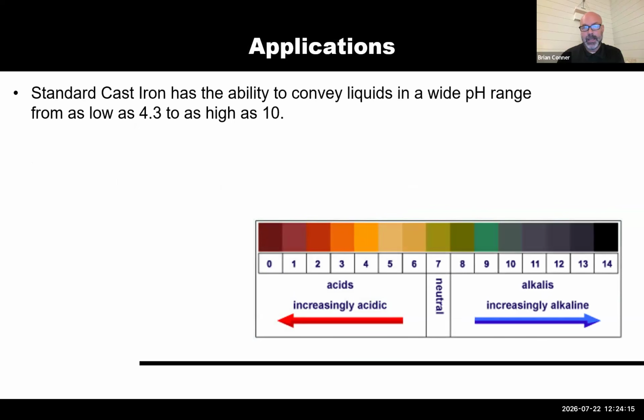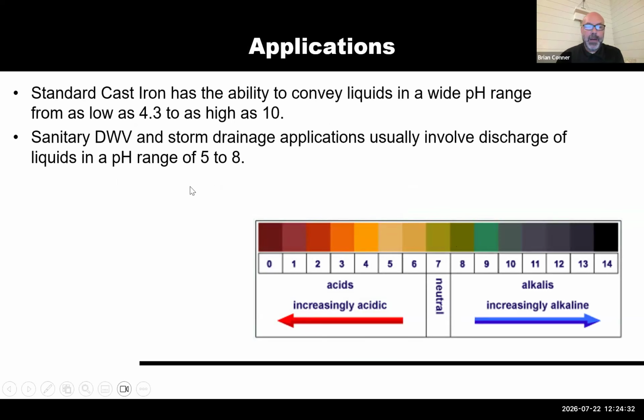Standard cast iron, like what we're describing here, has the ability to convey liquids in a really wide range of pH, as low as 4.3 and as high as 10, which covers a good swath of the pH table. Now, that is far exceeding what you normally would find in your DWV or storm drainage applications. Those usually range in the 5 to 8 pH range.